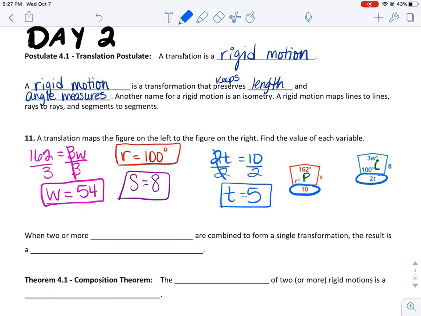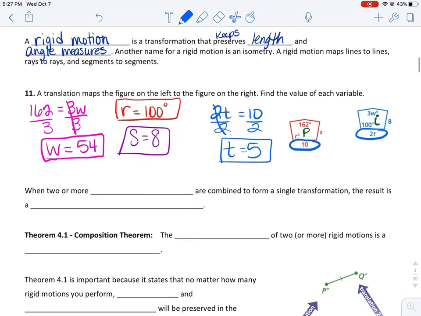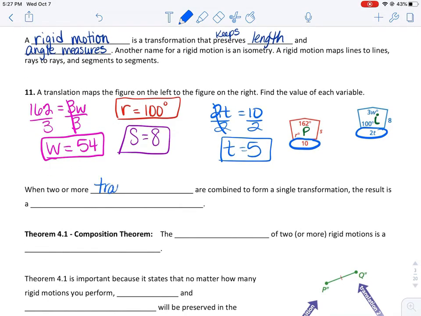Sometimes we like doing more than one translation at once. So when 2 or more transformations are combined to form a single transformation, the result is called a composition of transformations. A composition.